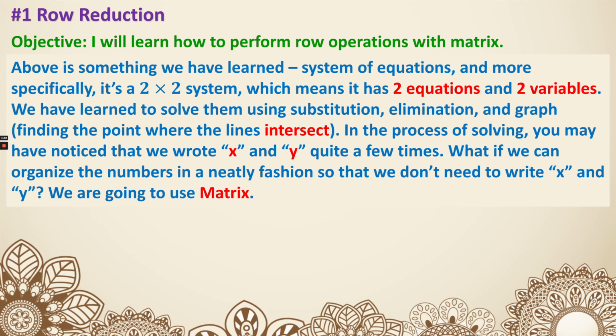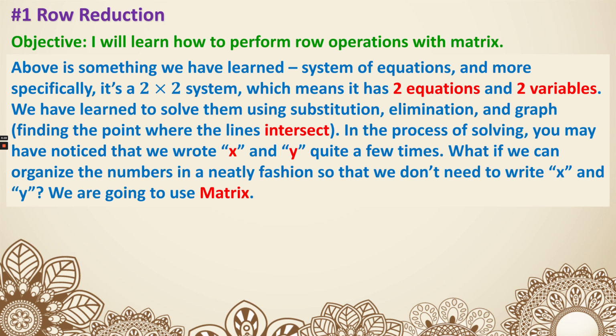Above is something we have learned, system equations, and more specifically, it's a 2x2 system, which means it has 2 equations and 2 variables. You can see things get complicated. Imagine if you have 3 equations and 3 variables. They will get very complicated, no matter which method you try to use. And that's how we're going to learn matrix, because it's an easier way. The more complicated the system is, the easier matrix method will be.